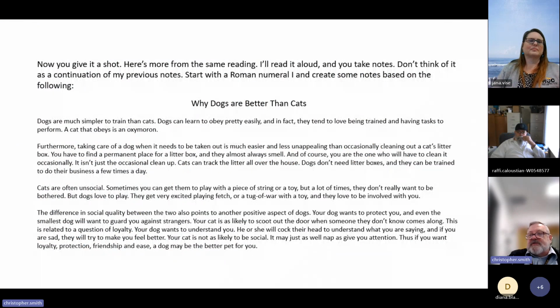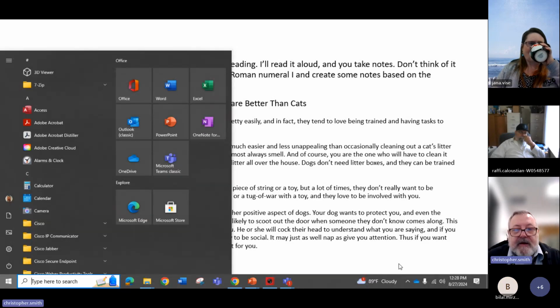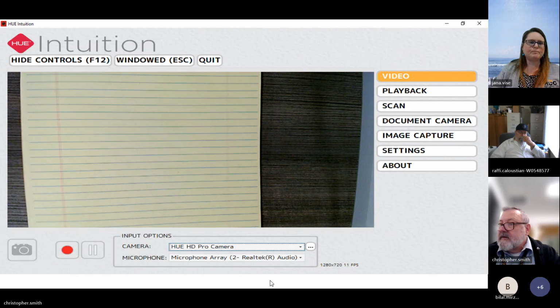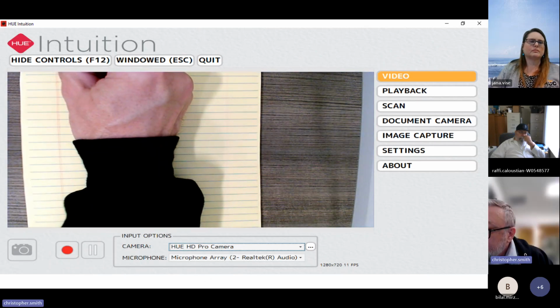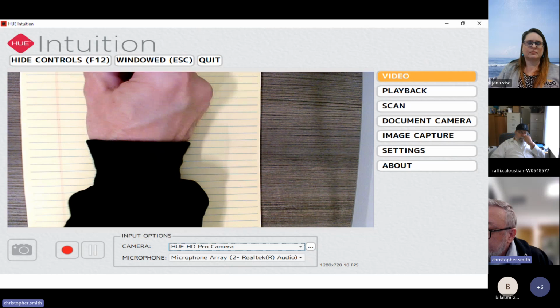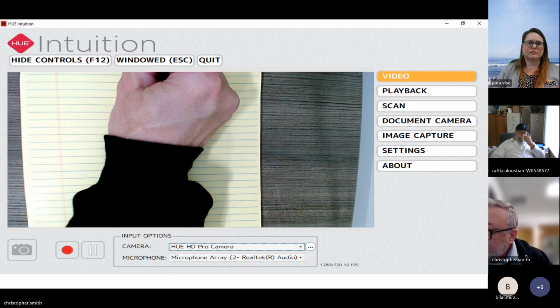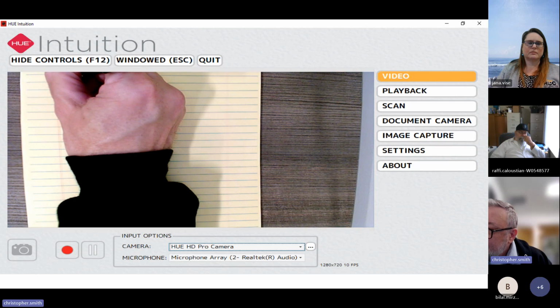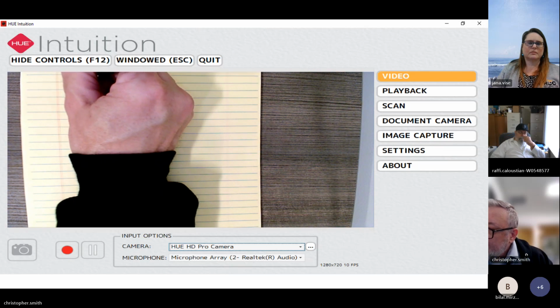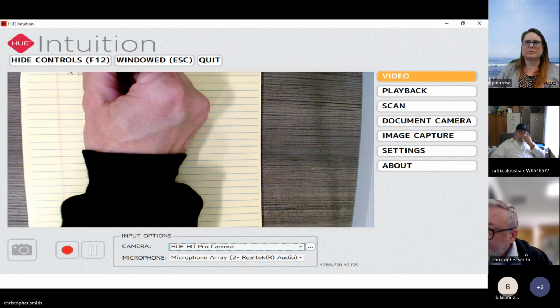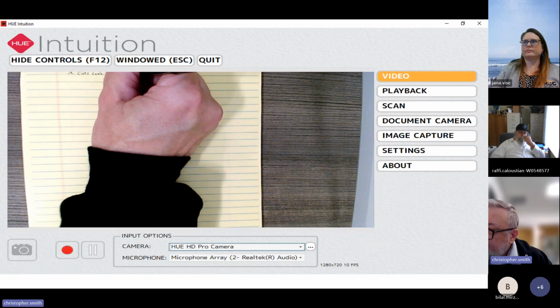So what might we choose for our first Roman numeral? What might be the first general topic we can talk about? Dogs are easier to train. Absolutely right. So one, dogs are easier to train. And we can even put the subheading down here. Cats can't be trained.